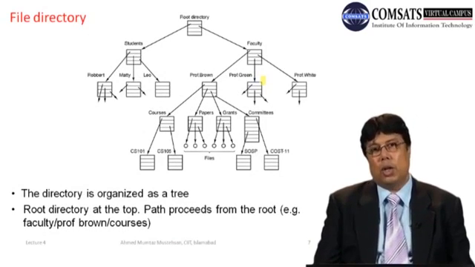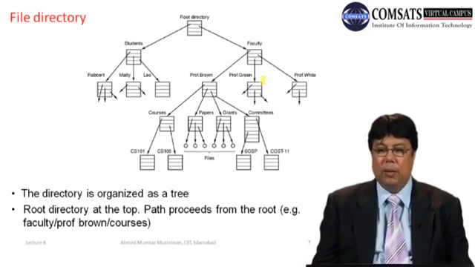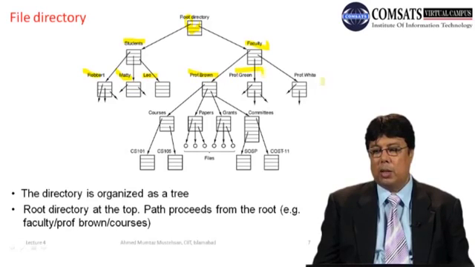This is the tree structure of the files. You can see a root directory. This is the root directory. From the root directory, we might have the student, or we might have the faculty. The student could then have a list of students like Robert, Matty, Rio. These are the students. Or you could have professors. Each professor has got their own directory.